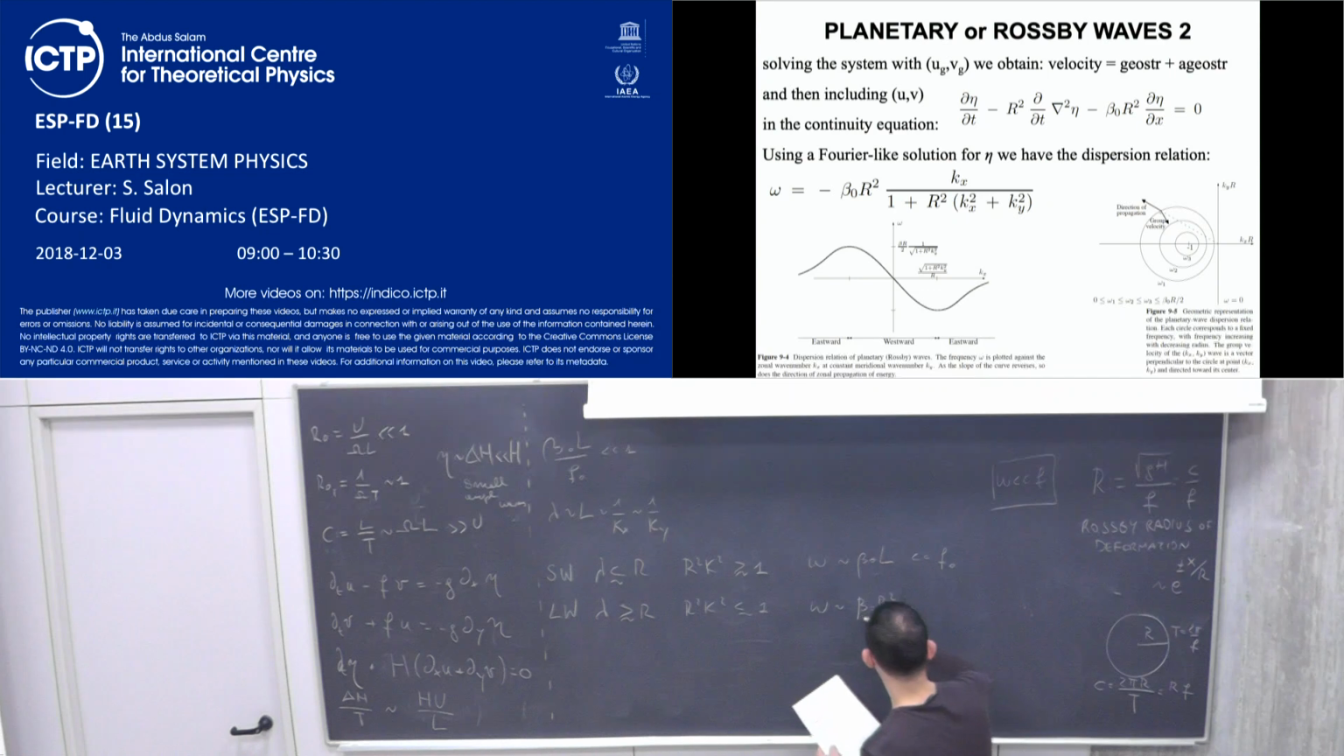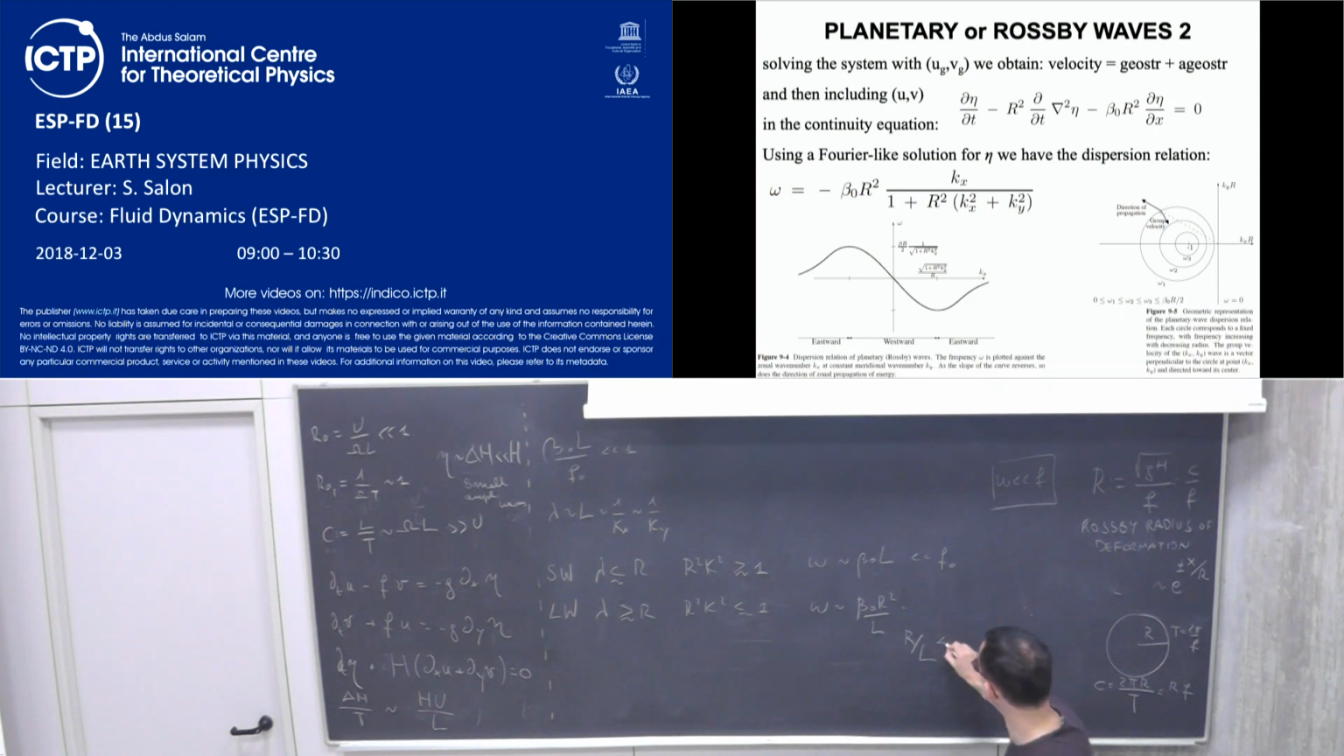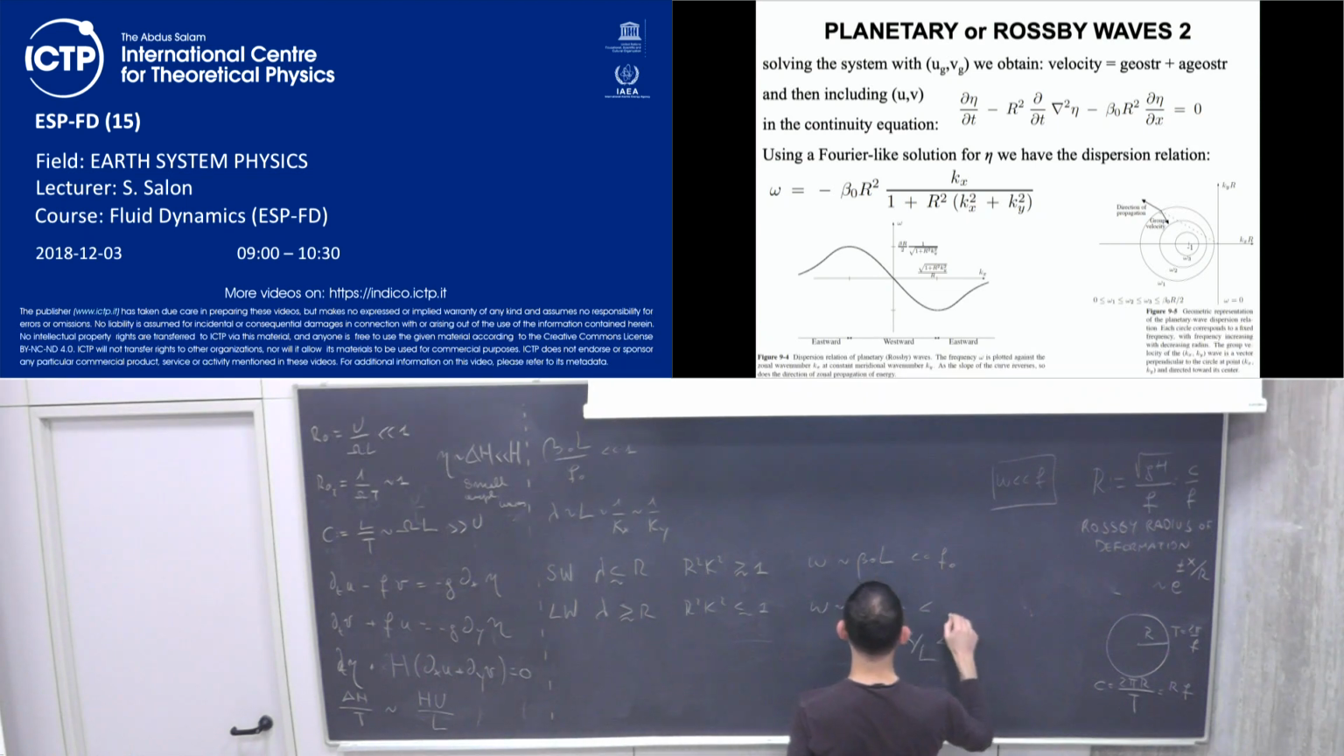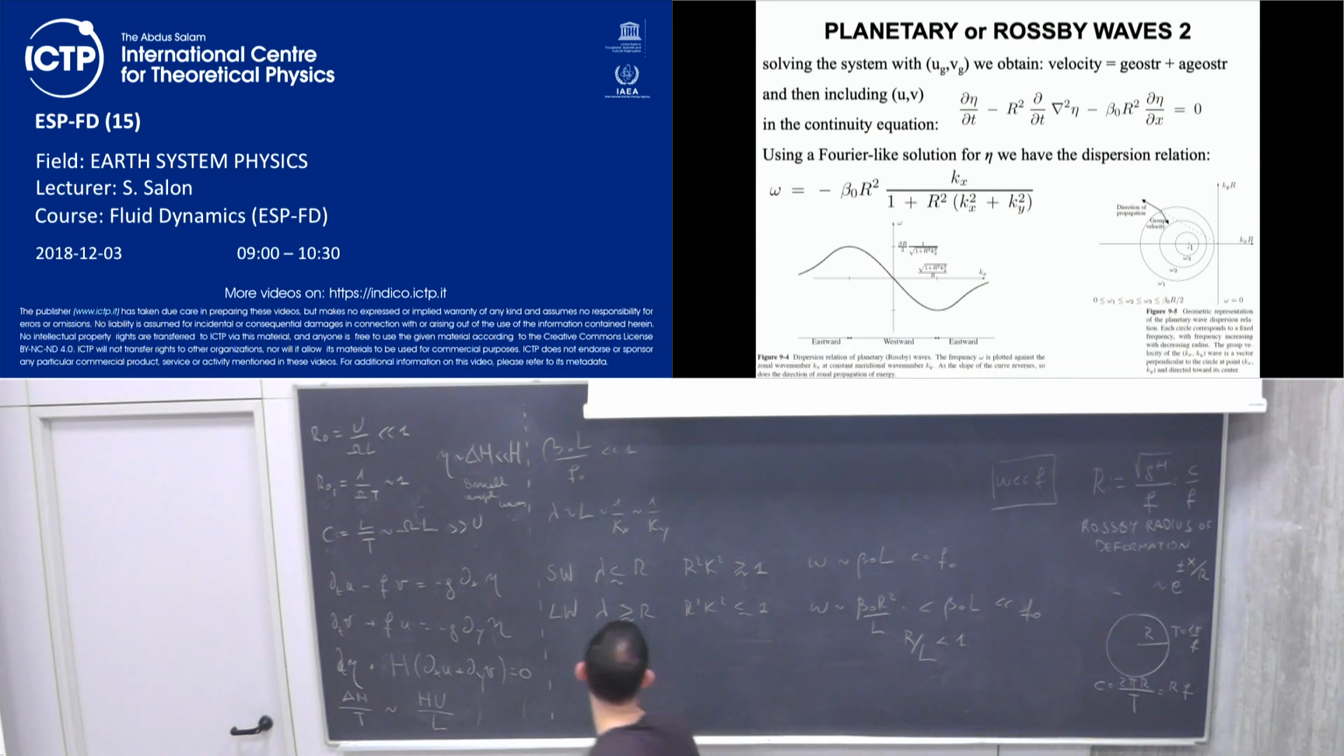Which is also L. And since R over L is order lower than 1, because of this case here, this is again ordered by beta 0 L, and again is much smaller than F0. Okay? So Poincare waves in the two extremes are much smaller than F0, and so they are called subinertial waves.